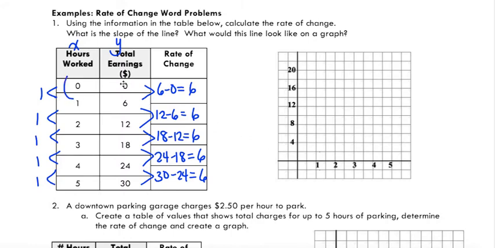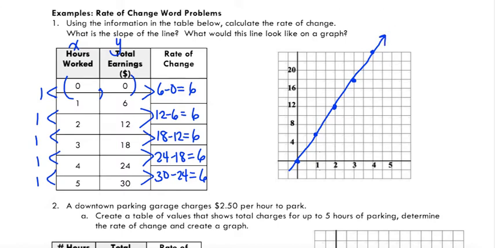Remember, these are your coordinates. So I have 0, 0. I have 1 and 6. I have 2 and 12. 3 and 18, 4 and 24, which is way up there, and I can't graph 5 because it's off the grid. So we'll notice that when I connect these points, they create a straight line.